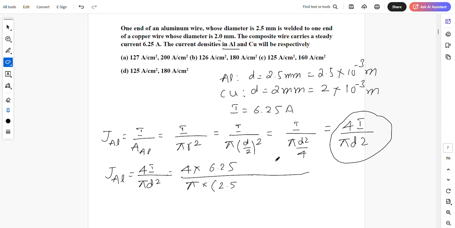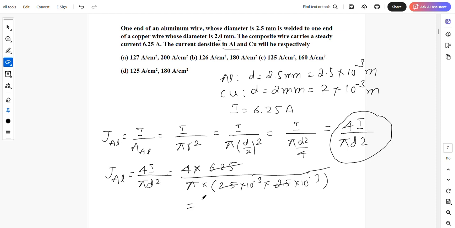Okay, into 10 to the power of minus 3 into 2.5 into 10 to the power of minus 3. I can write 2 times because square is there. Okay, now this 2.5 into 2.5 is how much? 6.25. That gets cancelled.